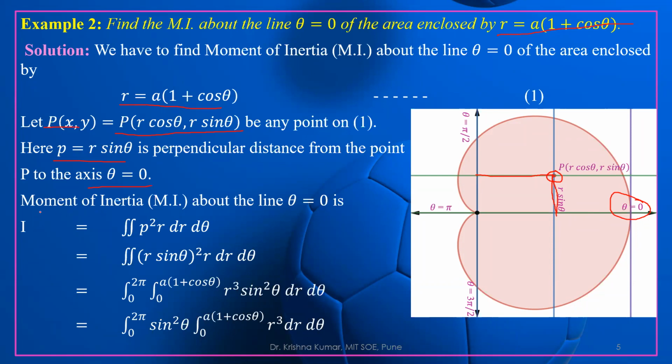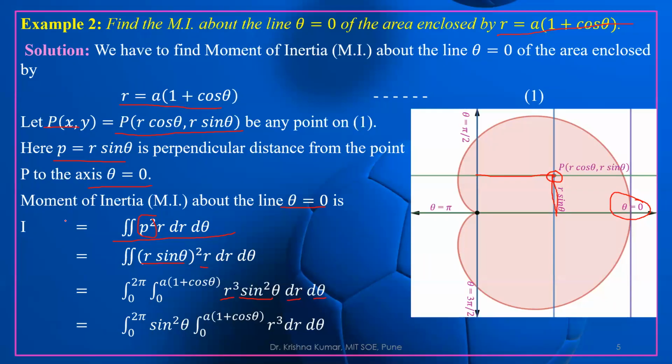Now the moment of inertia about the line theta equal to 0 is given by the double integral of p square r dr d theta. What is p square? p is equal to r sin theta, so p square is r sin theta whole square. So r square into r becomes r cube sin square theta dr d theta.